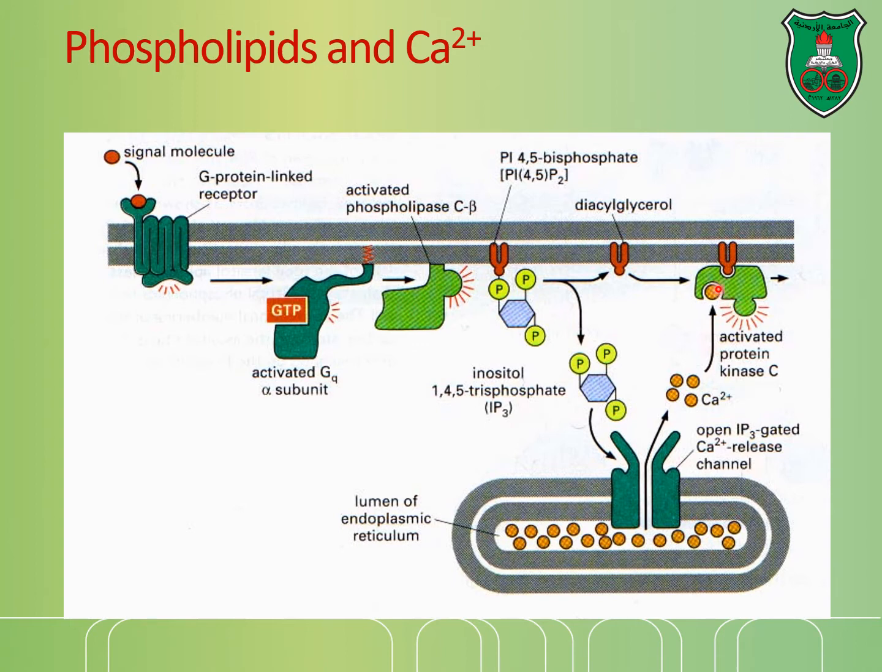So activation of protein kinase C requires two things, two molecules. One of them is diacylglycerol, which brings protein kinase C to the plasma membrane, and the other is calcium ions, which are needed to interact with protein kinase C to activate it.